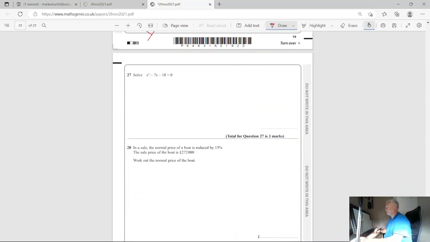question 27. I need to solve this one. So x squared minus 7x minus 18 equals 0. We know it's a quadratic. We know it's going to be a graph that looks something like that. What else do we know? We know that there's two factors that times together to make that, and the same two factors must add to make that one. Okay.